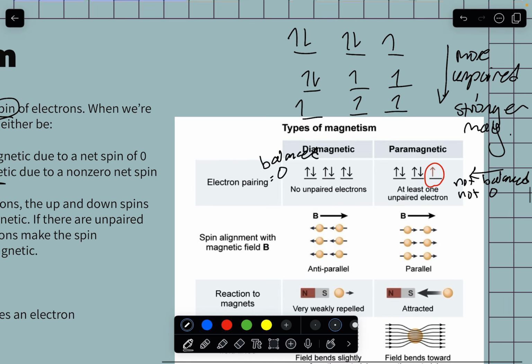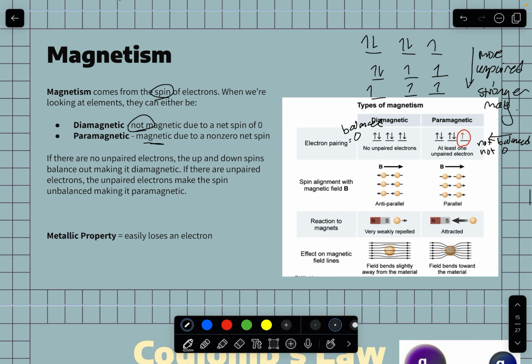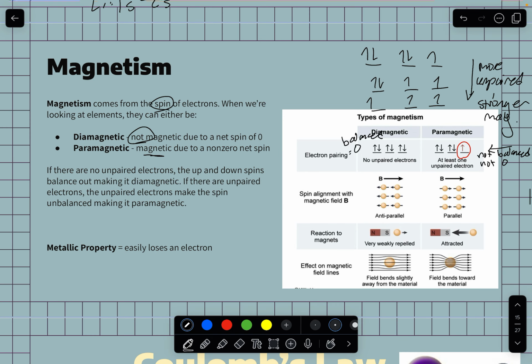Okay, you typically won't see questions about that, but it's just a point that I got asked about last year, so I thought I'd mention it here. And anytime we talk about metallic properties, because magnetic compounds are normally metallic, it is easy to lose those electrons, right? It has a Cl electrons, it gives it away quite easily.